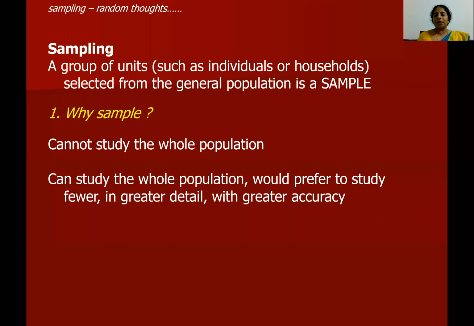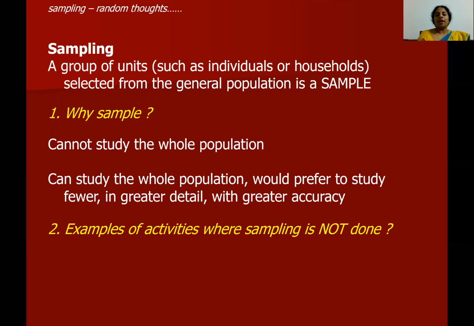Or you are a radiology PG and you are measuring something. You are not going and measuring everybody yourself. You are taking the measurements made by your consultants or your teachers. So in some cases, you don't want many people to make the measurements. You want to measure it yourself with great accuracy. So even if you can study everybody's echo or everybody's MRI or everybody's nerve conduction study or everybody's ECG, you would prefer to study a few in greater detail with greater accuracy. That is another reason why you can sample.